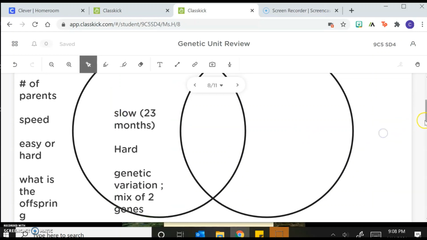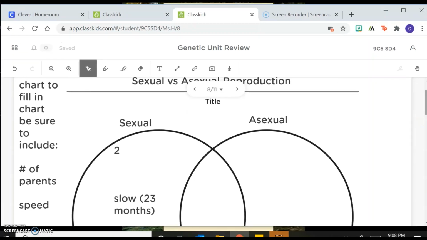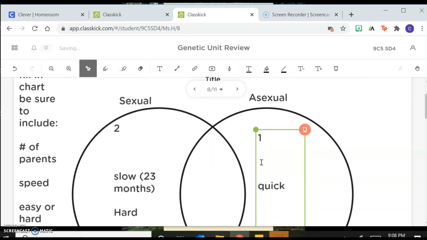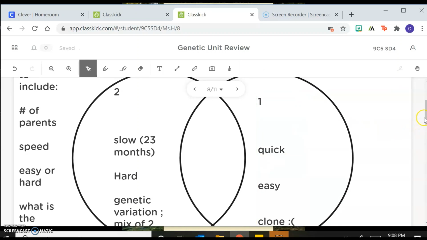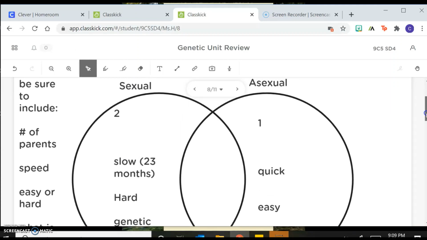Now it is a Venn diagram, so we compare and contrast. So I'm going to answer all of the same questions on the other side. I'm going to start typing again. And I know that asexual has 1 parent. It is quick, takes almost a split second if you're doing binary fission. It is very easy, but their children are clones, and this is a bad thing. Remember, genetic variation is a good thing.